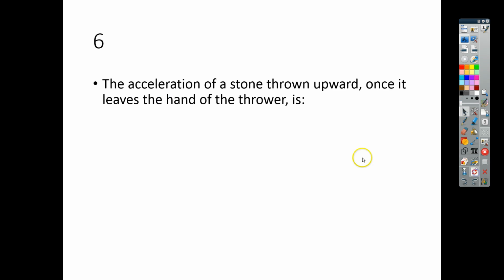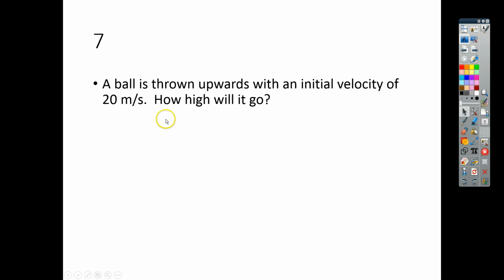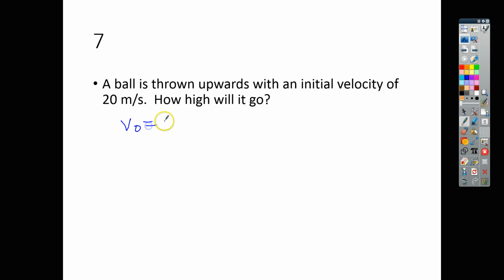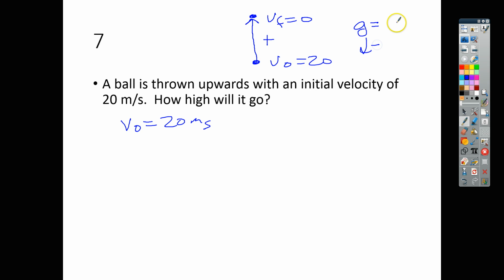For number 7, it says a ball is thrown upwards at the initial velocity of 20 meters per second, so we know that's v0 is equal to 20 meters per second. Remember, if you throw a ball up, when it gets to the top, it stops momentarily, which means your final speed would be equal to 0. Our original speed was equal to 20, and the only other thing that affects it is gravity. Because the ball is going up, we're going to make that positive, which means that down is negative, so gravity is acting down at 10 meters per second squared.